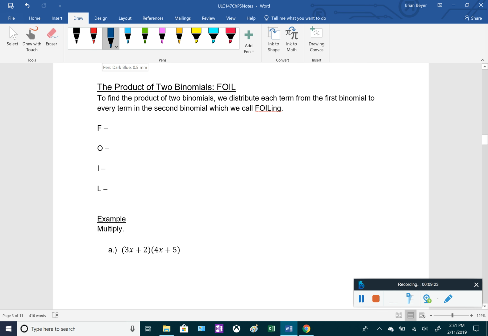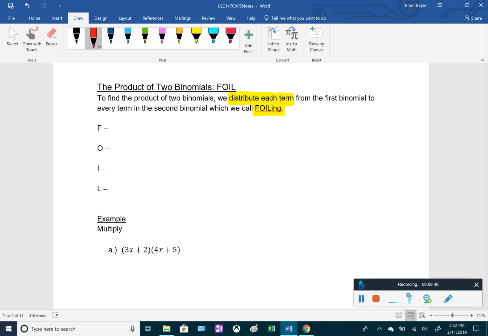Okay, so we'll be getting a little bit more complicated here as we go. So now we're going to be multiplying two binomials. So the product of two binomials, we're still going to be distributing each term, except we're going to be distributing each term from the first binomial to every term in the second binomial. So we also call this foiling.